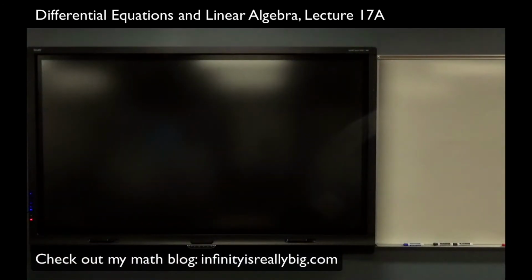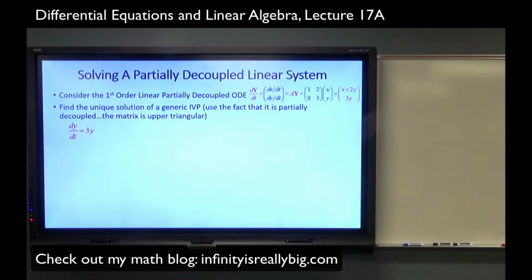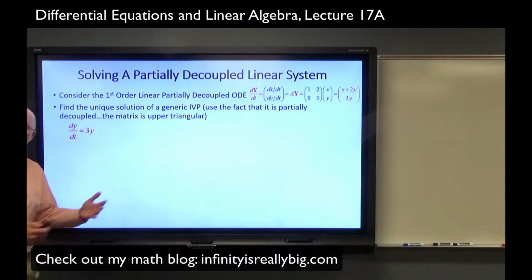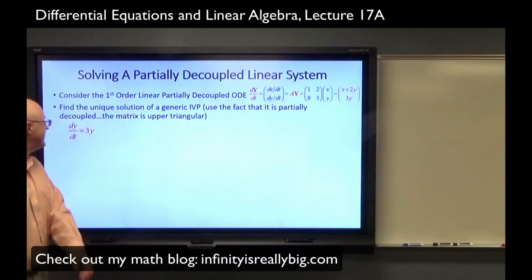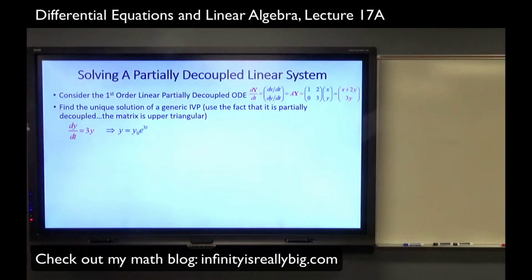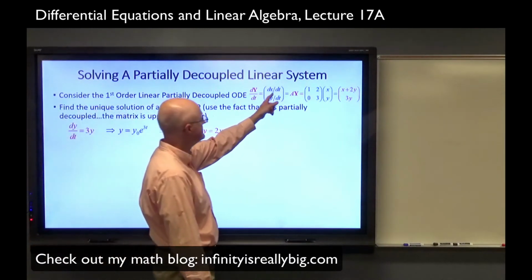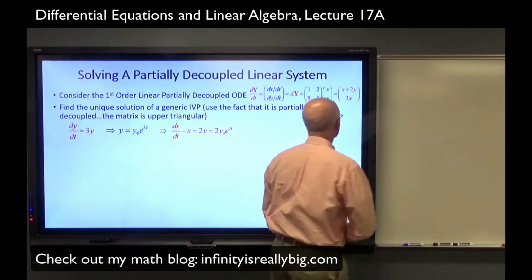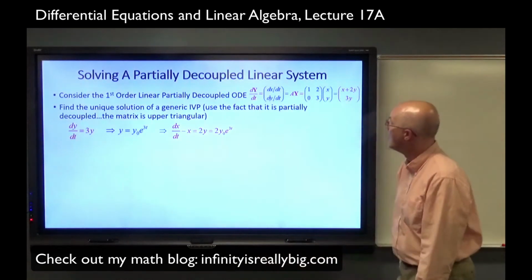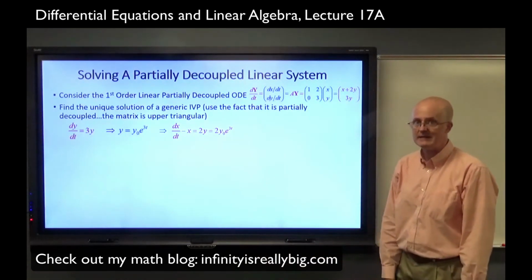All right, so again, the dy dt equation is 3y. We could separate variables, but we don't need to. Just go ahead and use the knowledge we have already. y will be y sub 0 times e to the 3t. Now substitute that back into the dx dt equation. dx dt is x plus 2y. Replace the y right there with y0 e to the 3t.